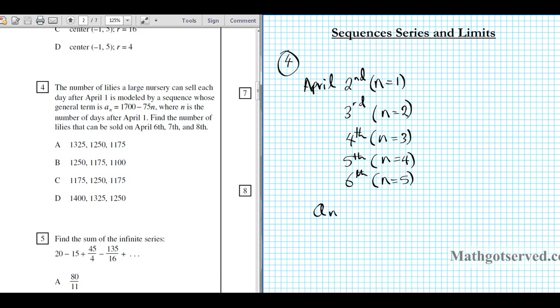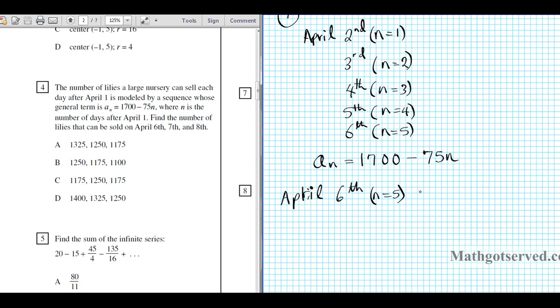Okay, so the explicit formula, a_n is equal to 1700 minus 75n. This is an explicit formula for an arithmetic series because the n is not exponentiated, okay? So for the sixth day, for April 6th, we're going to have n equals 5, because we started counting from April 2nd, so we're kind of behind by 1. All right, so we're going to plug that in. So a sub 5 is going to be 1700 minus 75 times 5, okay?